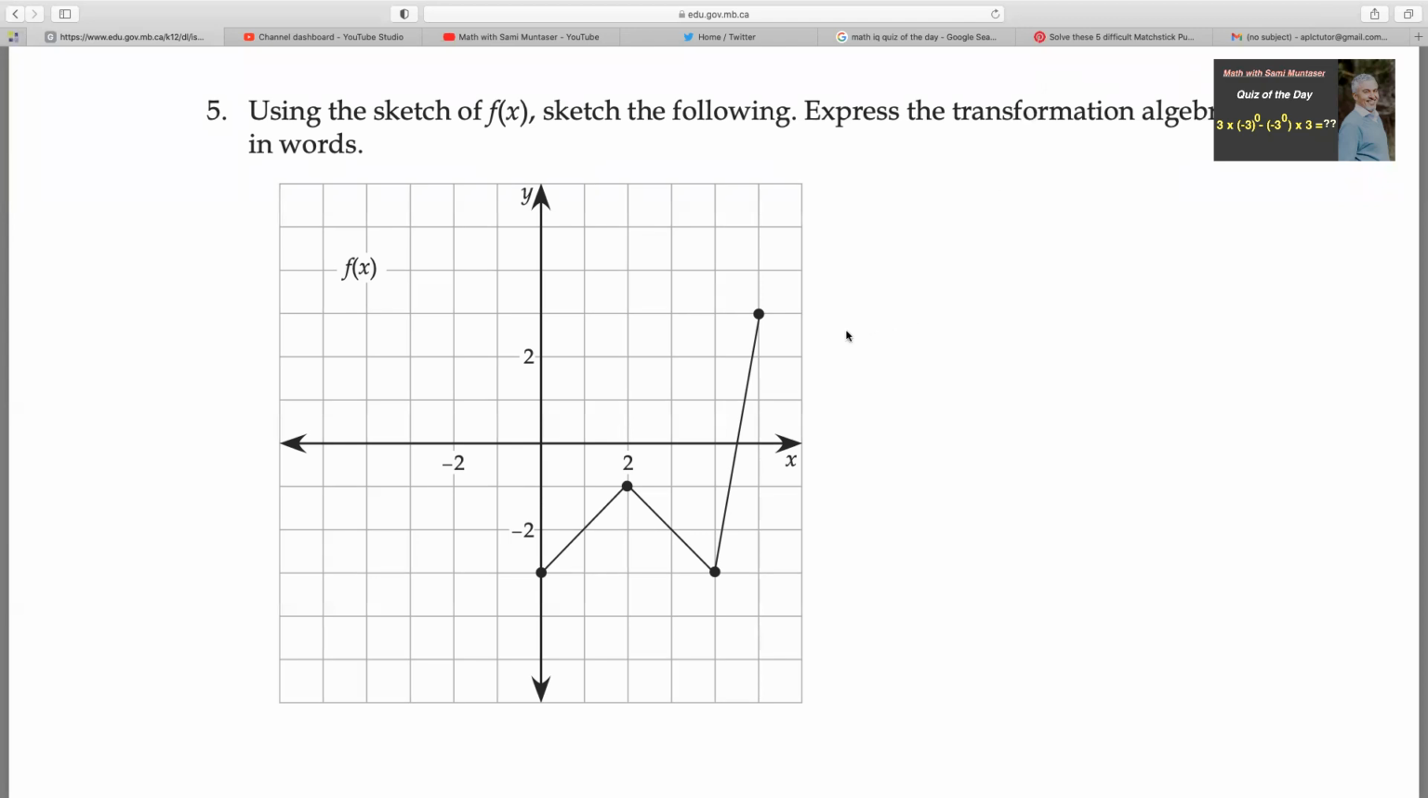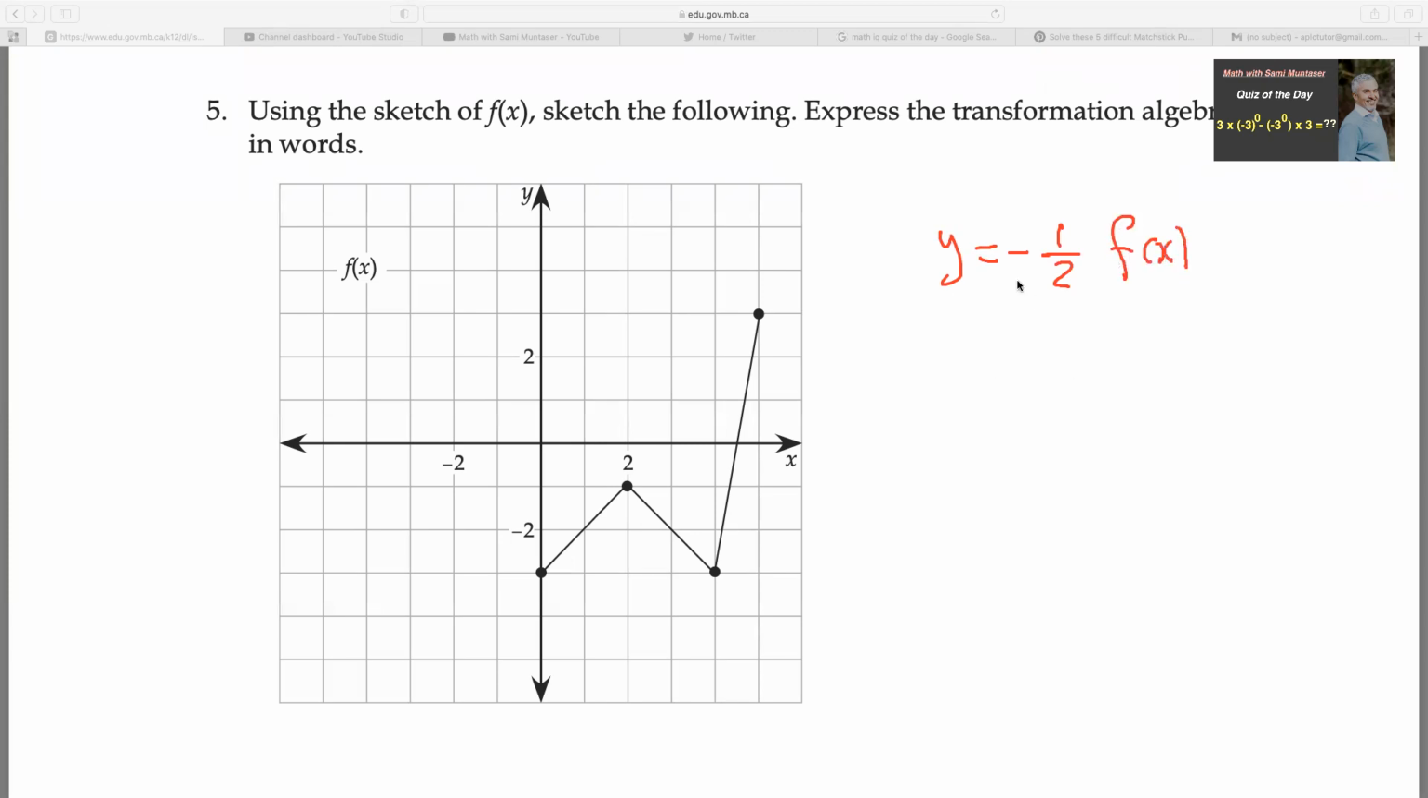So here's a question. They give you a graph and they want you to sketch the transformations. There are three parts. The first one, if this is y equals f of x, then they want you to sketch y equals negative half f of x. Now, a half in front of the whole function means vertical compression by a half, which indicates you multiply the y value by the factor, which is one half, and the negative in front of the whole function means it's a reflection in the x-axis.